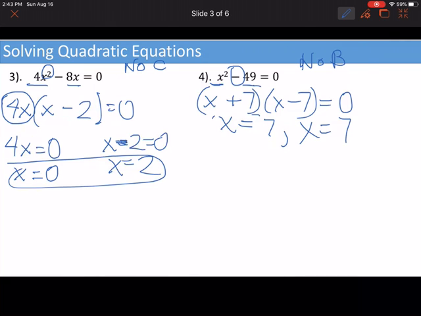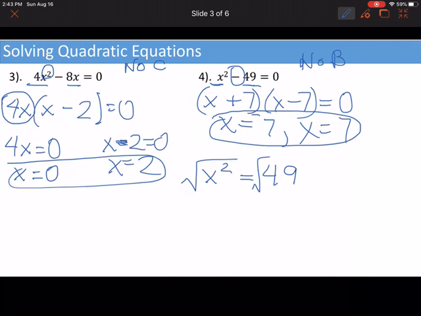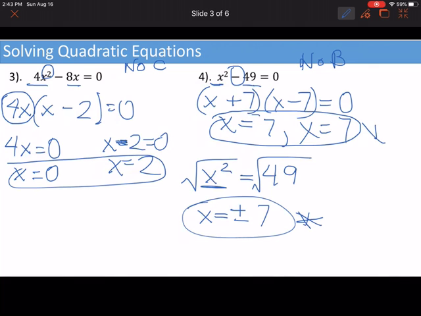So that's one way. The other way to solve it, because there's no b term, you could add 49 to both sides and then take the square root. The only thing when you do this, because of the squared, there have to be 2 answers. So it's going to be plus or minus 7. You can write it either this way or that. It's the same. Okay? Quadratics.